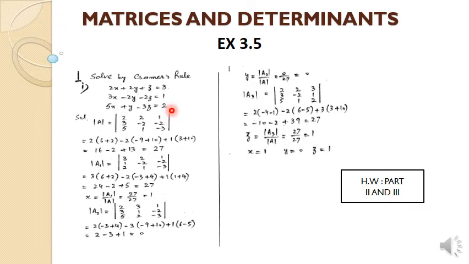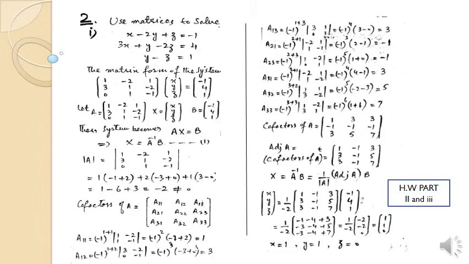So 5 minus 3 equals 2. So you can see that you can verify easily. Students, similarly part 2 and part 3 you can do yourself. If you face any query, then feel free to ask.